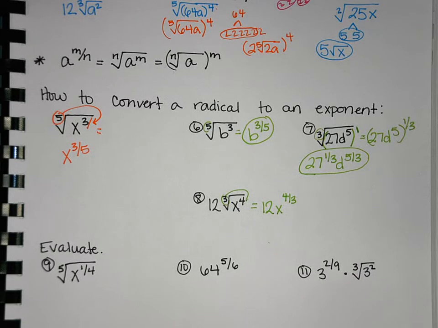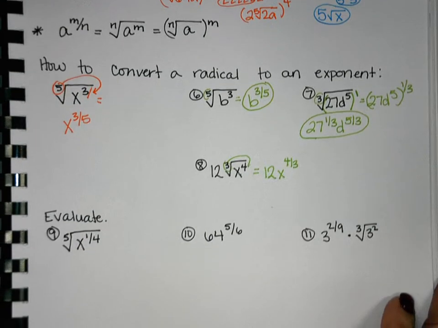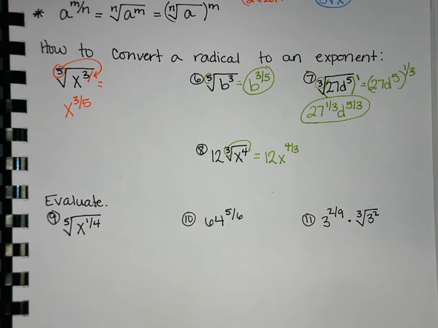Okay, how are we doing on the converting part? Okay, so the last 3 we're going to evaluate, which means if we can simplify it, we're going to simplify it also. And sometimes when we simplify, we're going to go back and forth between radical and exponential to help us get that done.